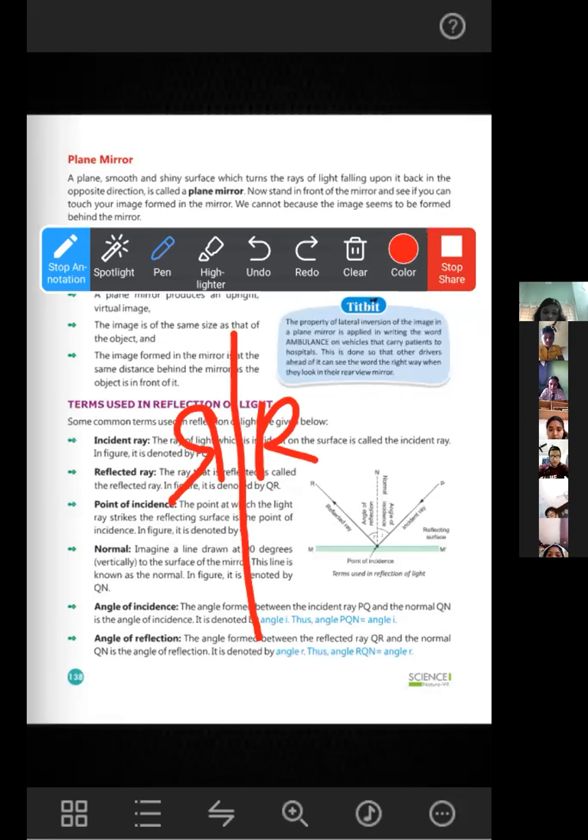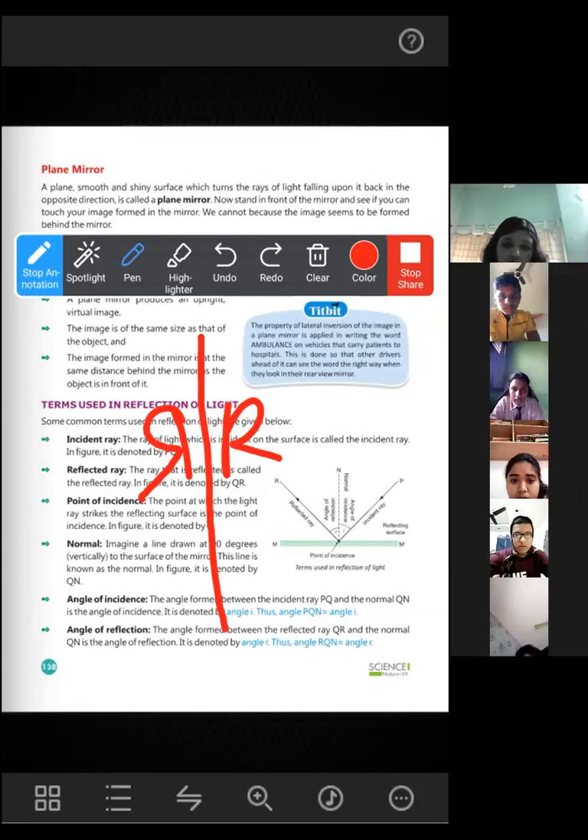Very good. This is why in ambulances, the alphabets are written in a laterally inverted condition, so that when any person in front of the ambulance sees the writing in the mirror, they can read ambulance properly. This is why it is not written normally on the ambulance. It is written in laterally inverted condition.